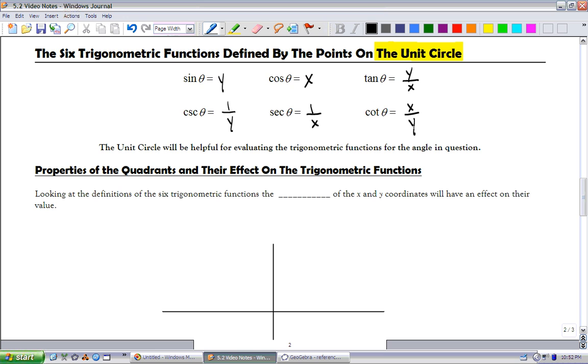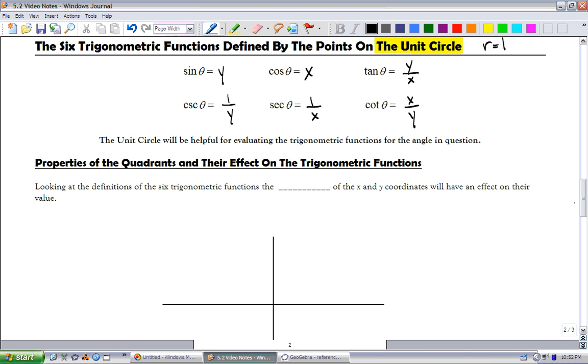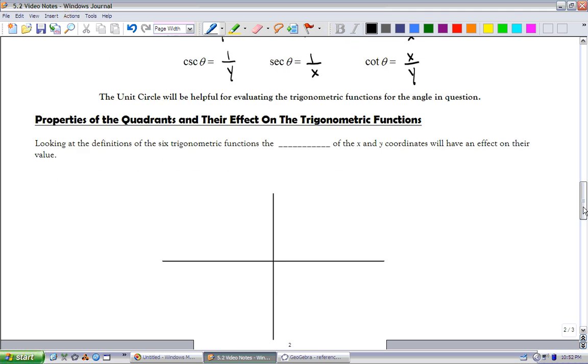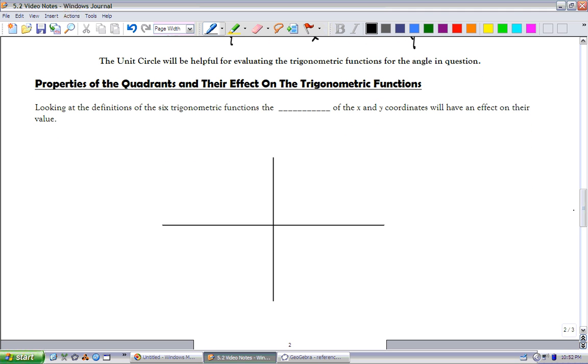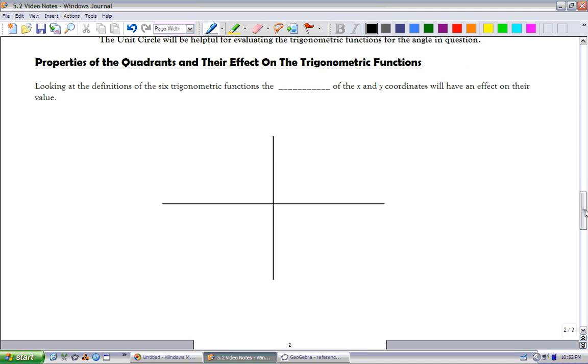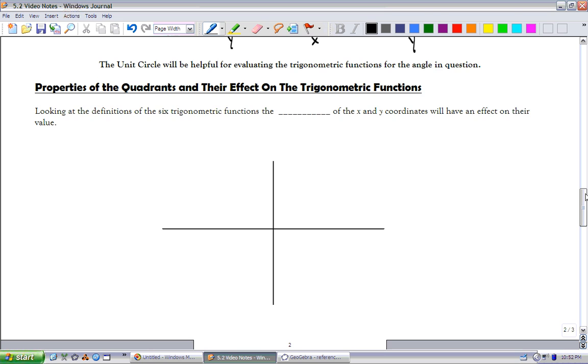If you've dealt with sine, cosine, and tangent before, and you understand this a little bit, the reason for this is the radius of the unit circle is equal to 1, which helps us define these ratios in this way. Then the unit circle will be helpful for evaluating trig functions for the angle in question, and we'll talk about that. Now, to understand this a little more, we have to understand the properties of the quadrants and their effect on x and y, which is pretty simple.